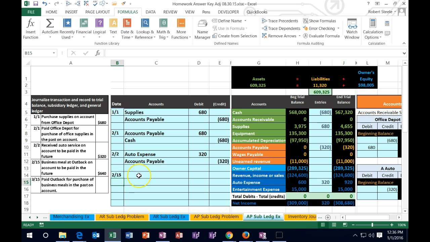Business meal at Outback on account to be paid in the future. All right, so we had a business meal, and again, we bought it on account.